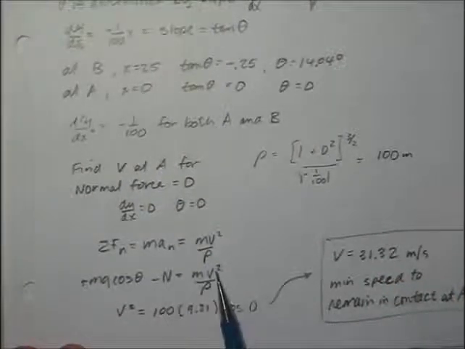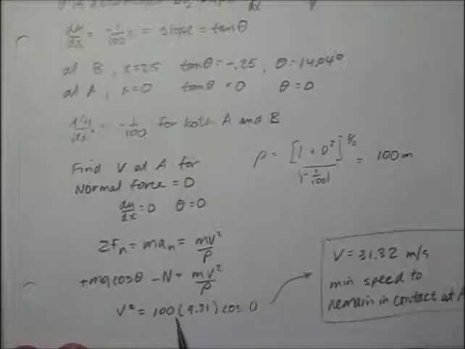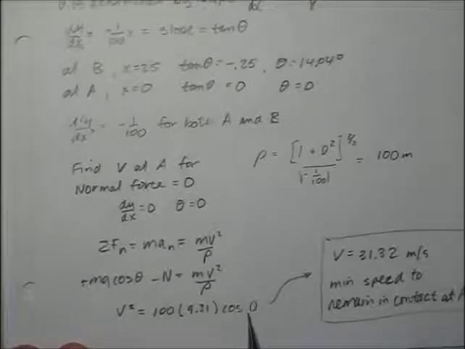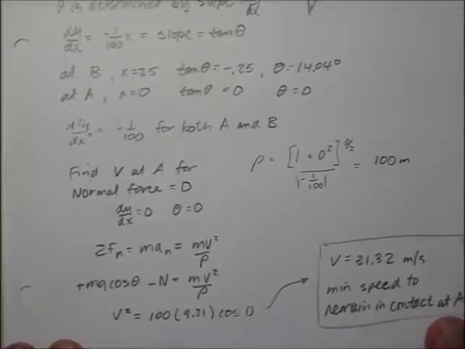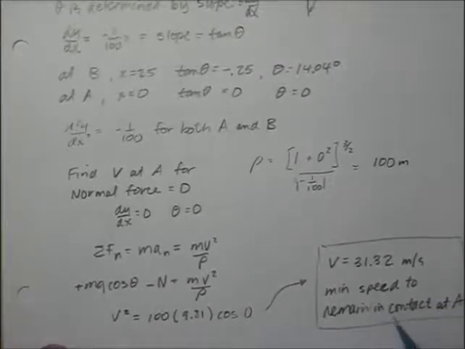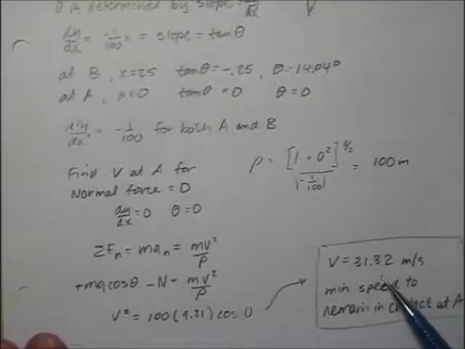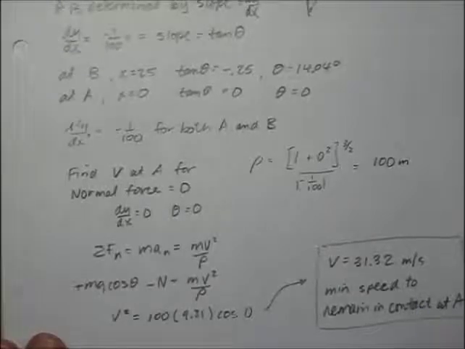So solving this for the velocity, I get v squared is equal to 100, which is the radius, times 9.81 times the cosine of 0 degrees, and taking the square root we get velocity is equal to 31.32. That should be, yes, that's meters per second. That's the minimum speed to remain in contact at A. So if we go faster than 31.32 meters per second, that means we've become airborne.